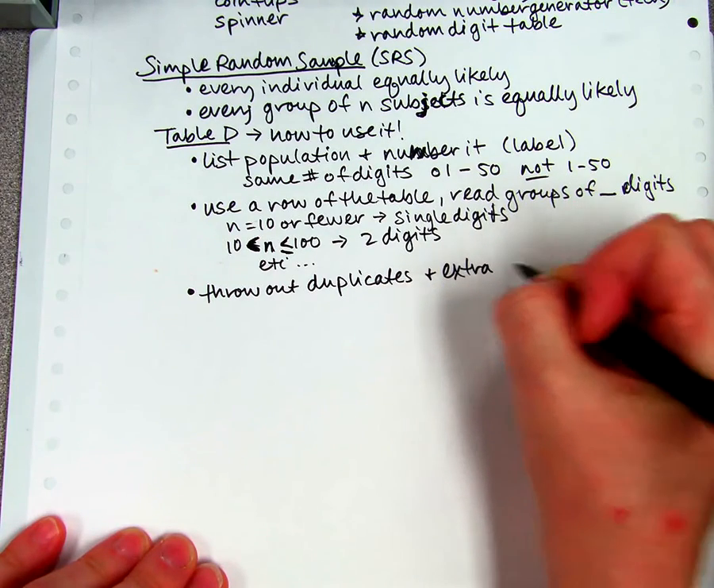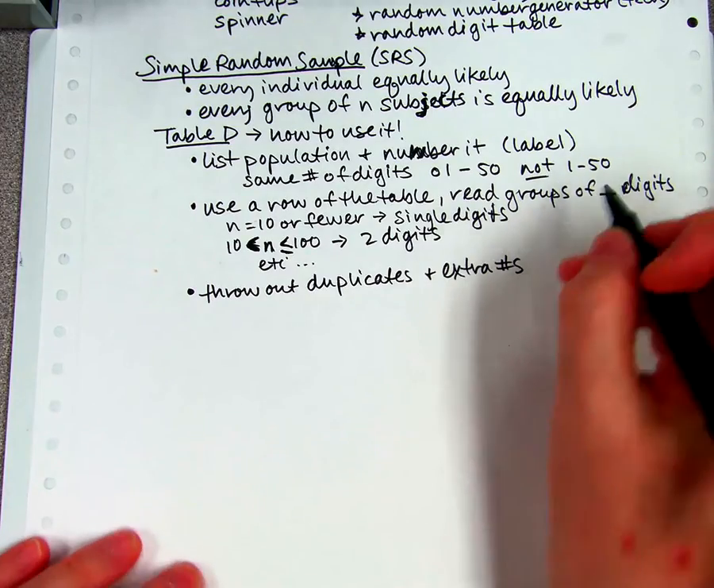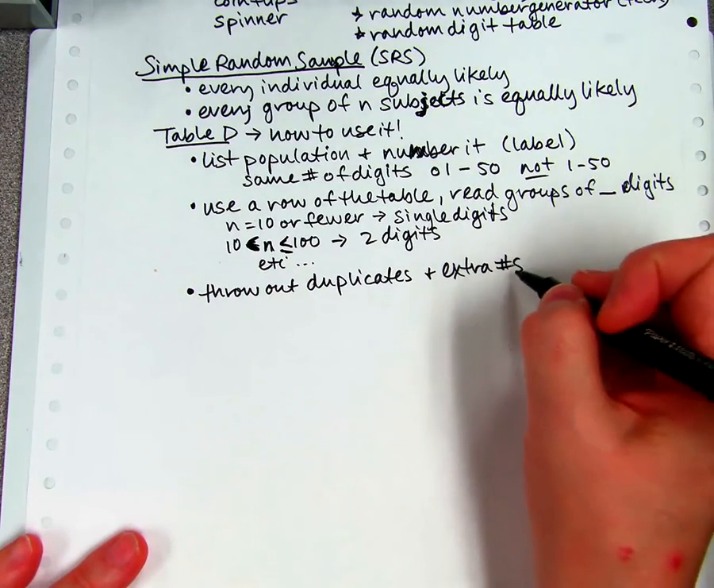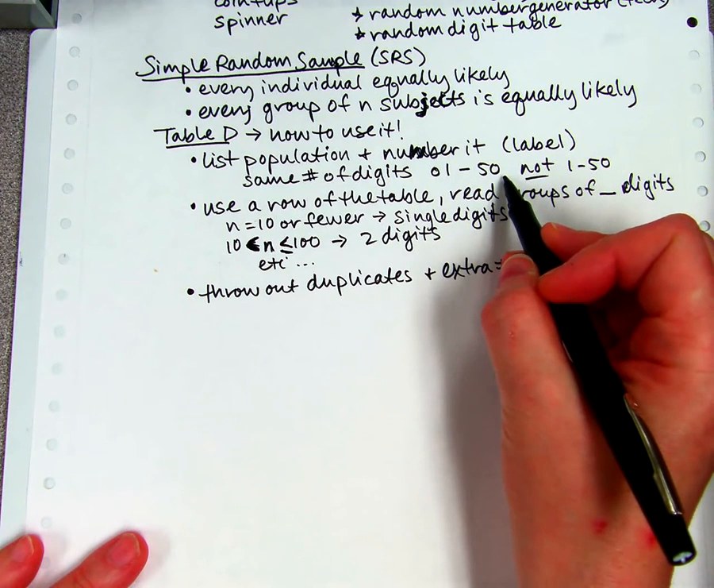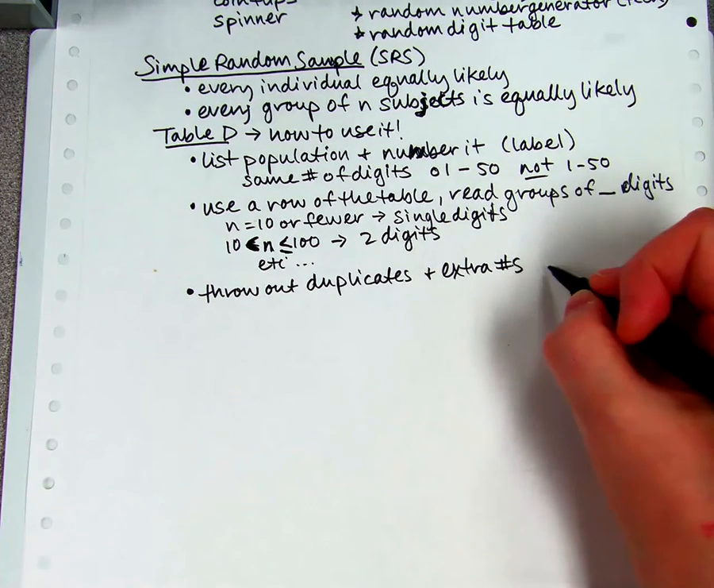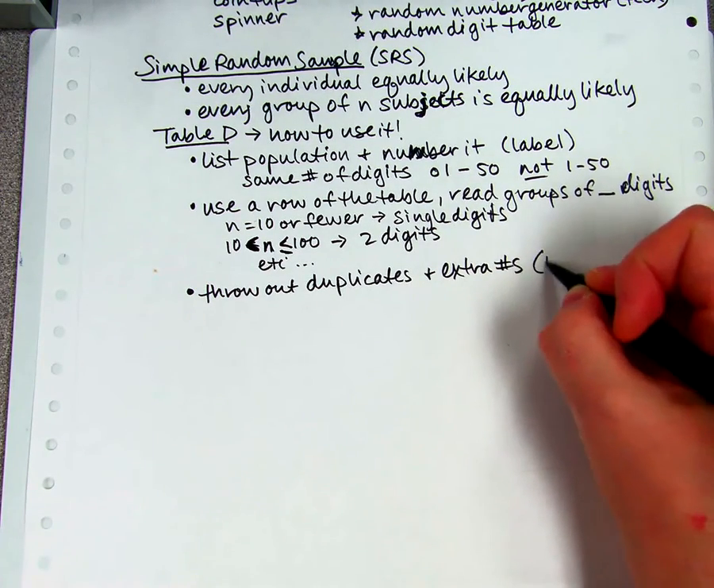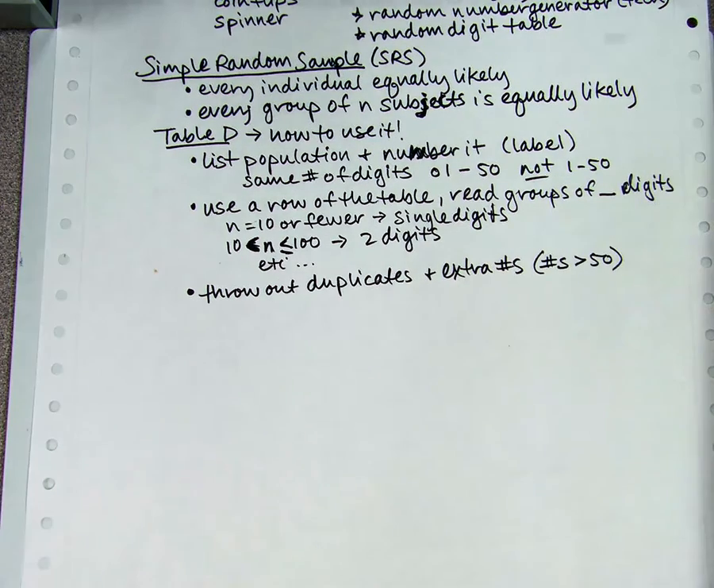So like when I'm still using the states as an example because we're about to go back and finish that activity. But the extra numbers, if I'm numbering my states 1 through 50, that means if I get a 51 or a 79 or something else that's not between 1 and 50, I would need to decide what to do with that. So in this case, I would throw out those numbers that are greater than 50. I just would ignore them and move on.